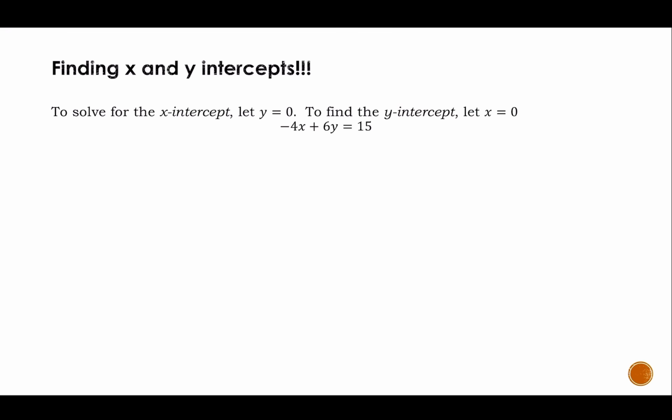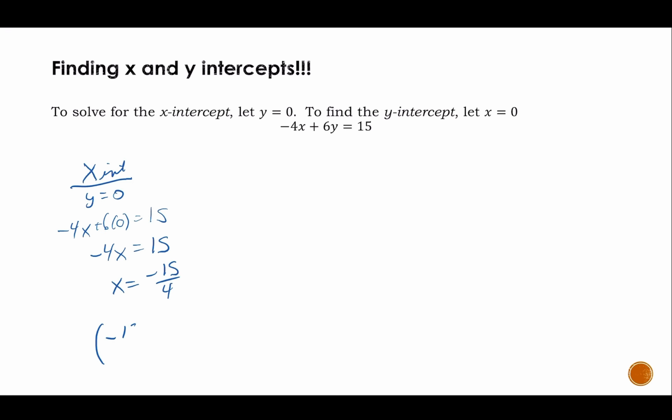For our final example, we have negative 4x plus 6y equals 15. Let's find my x-intercept. This is where y equals 0. Negative 4x plus 6 times 0 is 15. Negative 4x equals 15. x equals negative 15/4. And I'm going to leave that as a fraction, not convert it to a decimal or improper or a mixed fraction. So I've got x is negative 15/4 when y is 0.